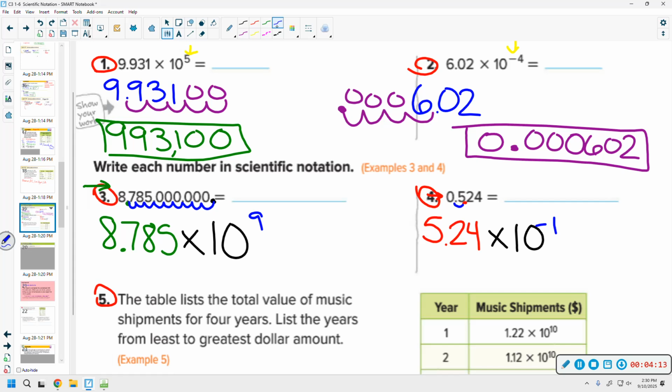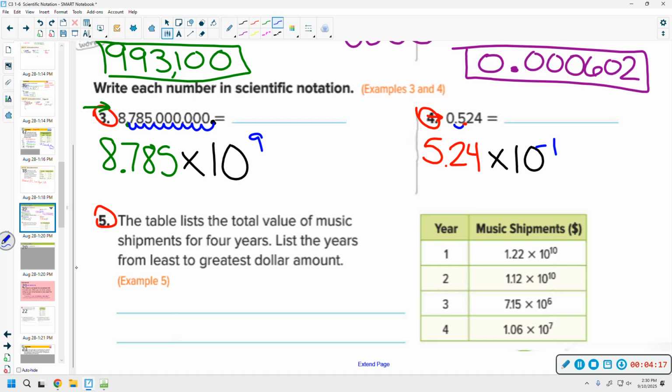Nope. The last one, with ordering them, they want us here to do least to greatest. What part do I look at first? Do I look at the factor or the exponent first? Exponent. Which one has the smallest exponent? 3. Year 3. It has a 6 here, okay? So I'm going to have year 3. And once I use it, I like to cross it off so I know it's not there anymore.